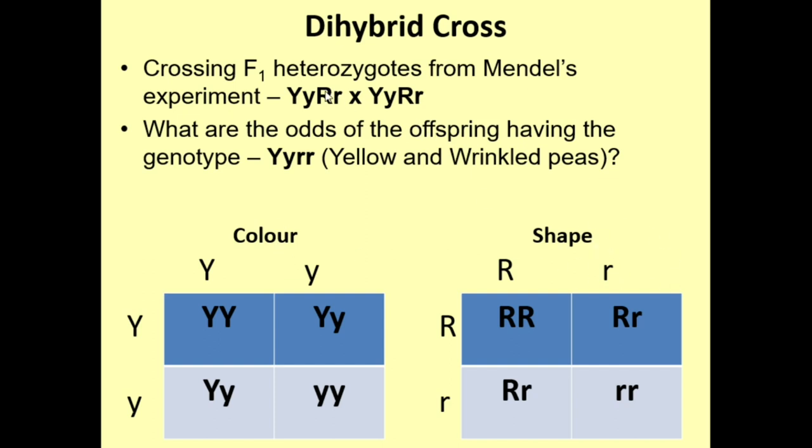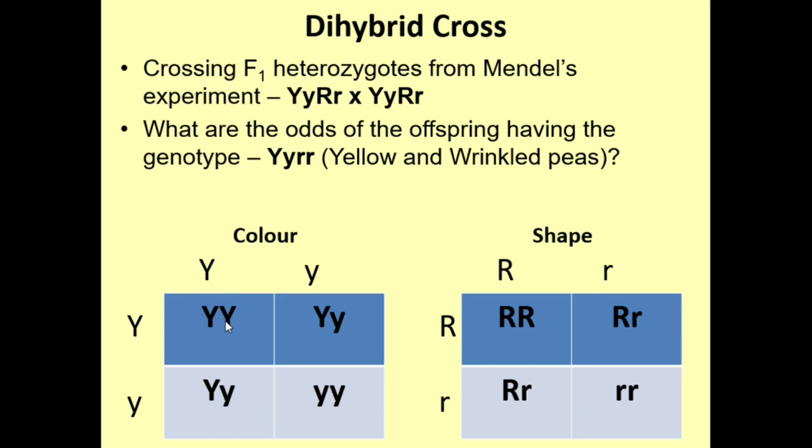So we'll start off by just literally taking the color genotype. So we've got big Y, little y, and we're crossing it with big Y, little y. So we put one parent down the side, one parent across the top, like we've done before, and then we just work out our Punnett square. And then we can ask ourselves, what are the odds of getting this genotype, so big Y, little y, from this cross? Well, let's work through.